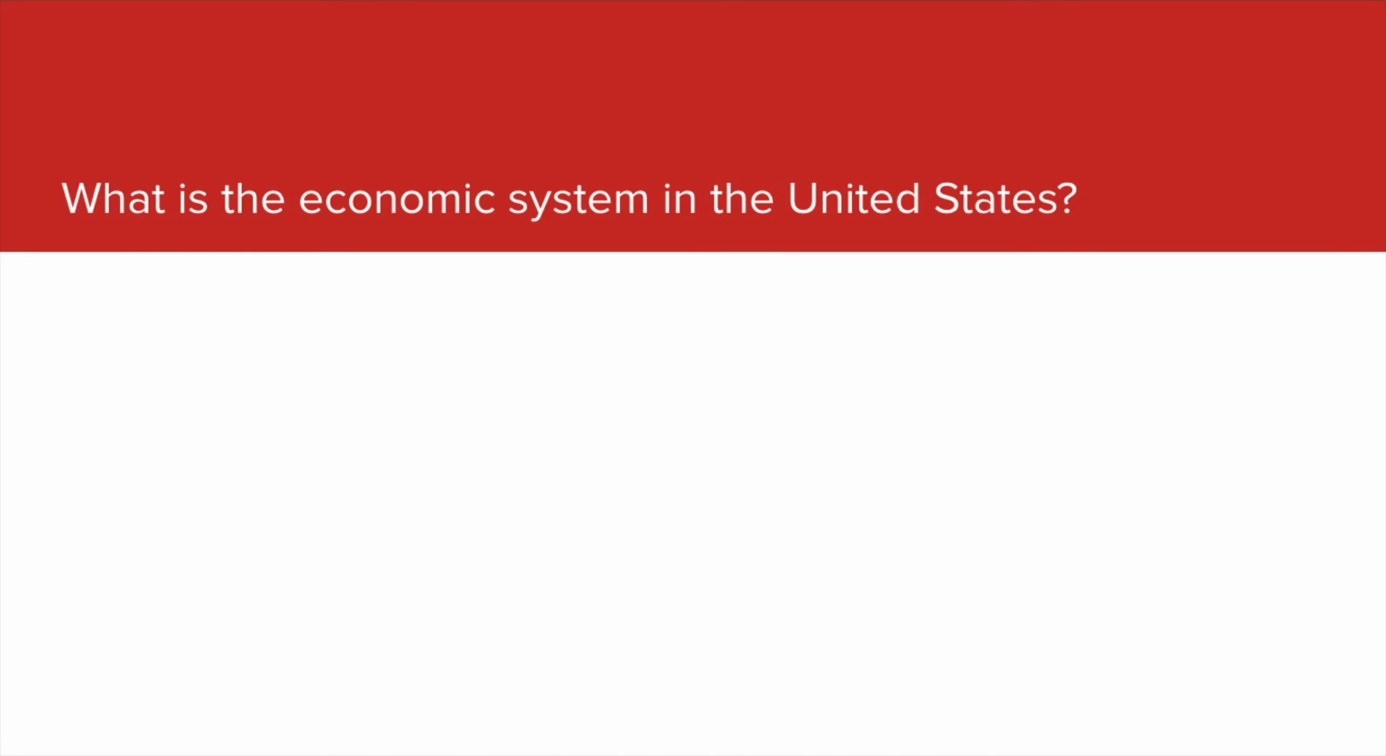Okay, so now we're going to get into a quiz on the information we've learned so far. So again, just shout out the answer, or write it down, or just think about it in your head if you know it. So question number 1, what is the economic system in the United States? If you said the capitalist or market system or free market system, you are correct.